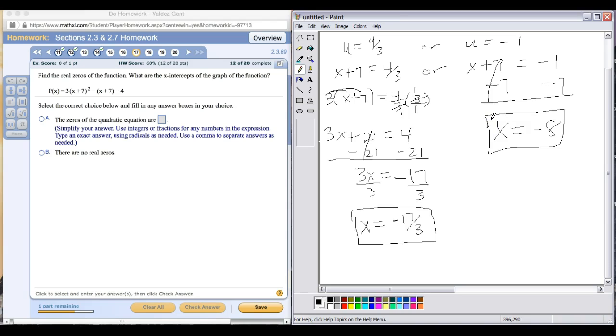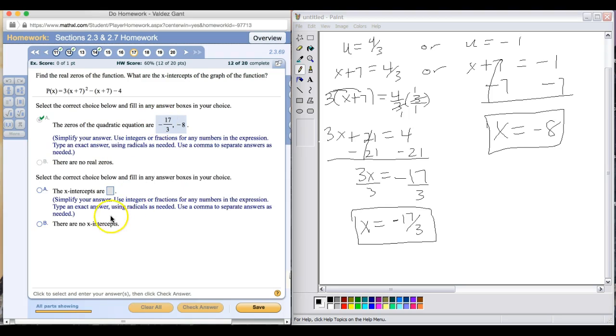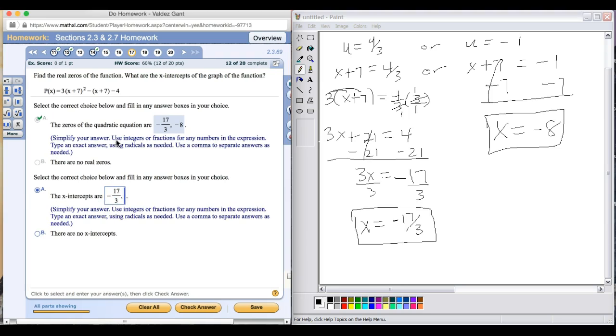So from there we see that the two values of x that solve this particular equation would be x equals negative 17 over 3 and x equals negative 8. And so where the x-intercepts, of course we know that the x-intercepts are the same thing as the zeros. And again, this is not asking us to put it in ordered pair form, so we'll just type the same thing that we had before.